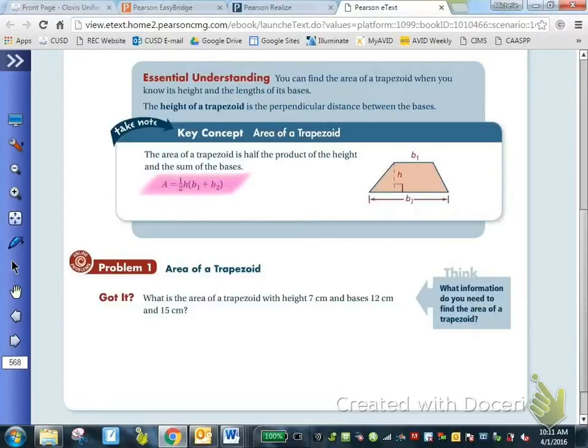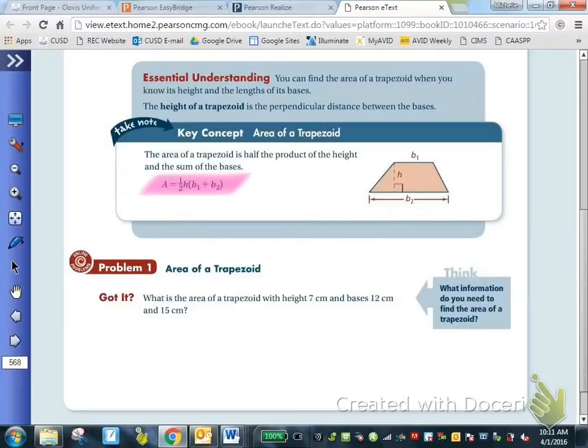The area of a trapezoid is 1/2 times the height times the quantity of base 1 plus base 2. It's actually very similar to a triangle. So when we're looking for the area of a triangle, it's 1/2 times base times height. The only difference is that a trapezoid has 2 bases, so we have to add those together.